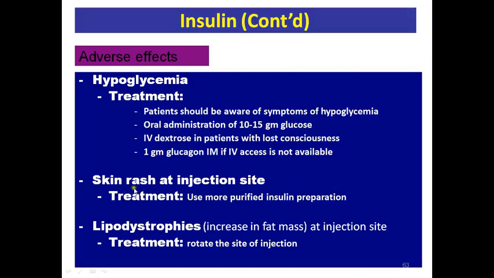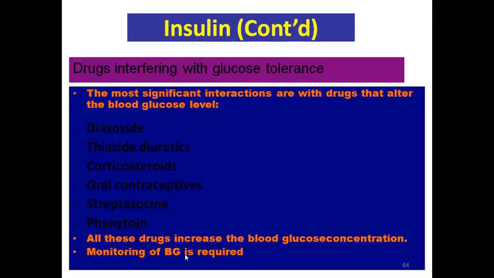Patients can have a skin rash at the site of these injections, and it is usually allergic. So treatment is to give them a more purified insulin preparation. Lipodystrophies, an increase in fat mass, can occur at injection sites. So you have to advise them to rotate the sites of injection.